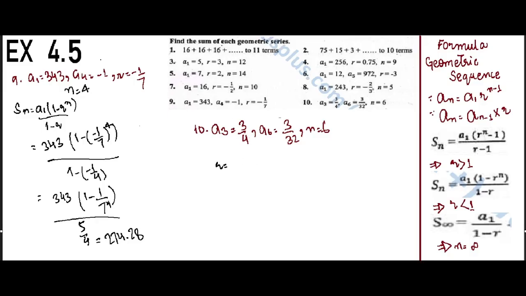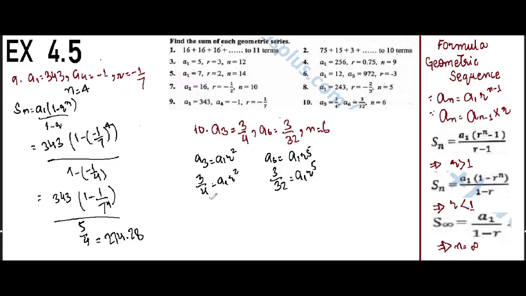So r is equal to... okay, first let's find... okay, it's not going to happen this way. A3 is equal to a1 r squared. So a3 is 3 by 4, which is equal to a1 r squared. Here a6 is equal to a1 r raised to the power 5. A6 is 3 by 32, which is equal to a1 r raised to the power 5.